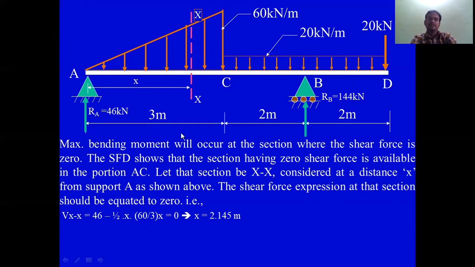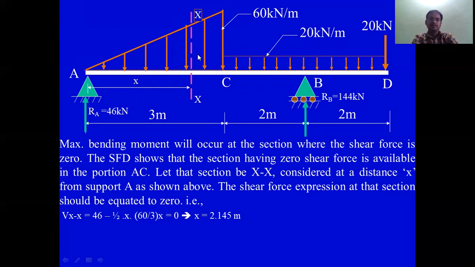By using the similar triangles concept, we will find this. The height is 60 by 3 into x. Similar triangles means the two triangles that I am showing with the cursor: A to this x is one triangle, and A to this point C is another triangle. These two are similar triangles. Now x by 3 equals xx by 60, so xx equals 60 by 3 into x.